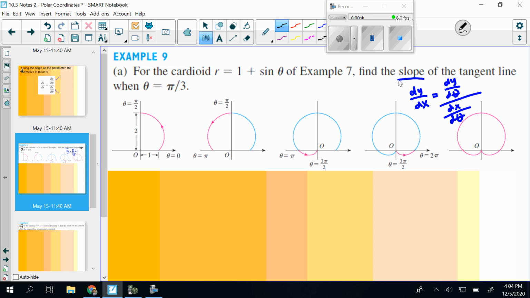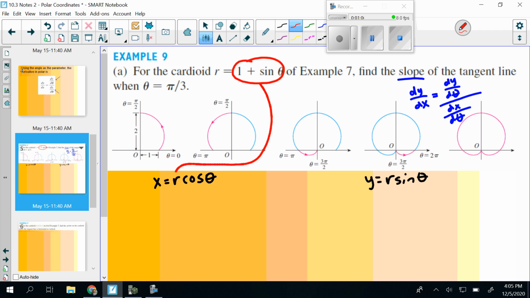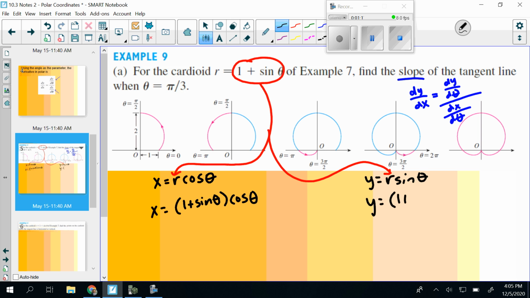Well, we've looked at that x is equal to r cosine theta, and that y is equal to r sine theta. So what we're going to do is find the derivative of those. But first, we're going to need to substitute in what r is equal to in this one. R is equal to this. So let's plug that value in for r here. Let's also plug that value in for r here. So now we have that x equals 1 plus sine theta times cosine theta here. And over here we got y equals 1 plus sine theta times sine theta.